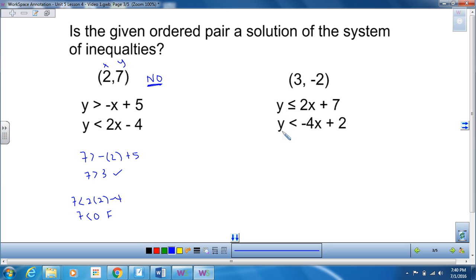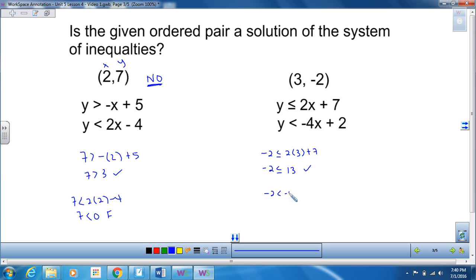So let's check the next one. Negative 2 less than or equal to 2 times negative 2 plus 7. Is negative 2 less than or equal to 3? Yes, it's less than. So we're good. Oh, well, I plugged the wrong thing in. It was true, but I had done that wrong. So negative 2 less than or equal to 2 times 3 plus 7. So you should be plugging 3 in for x. It's still true because that's 13, and negative 2 is definitely less than 13.